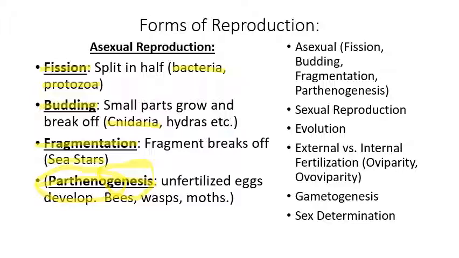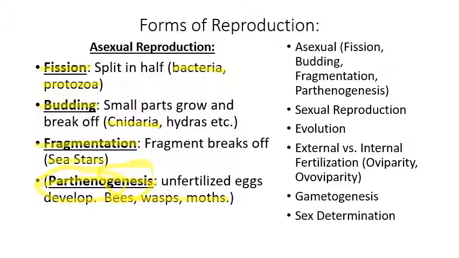Anyway, in modern terms, biologists have appropriated that term to refer to insects that lay unfertilized eggs that can develop into fully grown adult insects. The three best examples of that are bees, wasps, and moths. Basically, bees, wasps, and moths will mate, and when a male and a female bee mate, some of the eggs will be fertilized in the female and some of them will not.